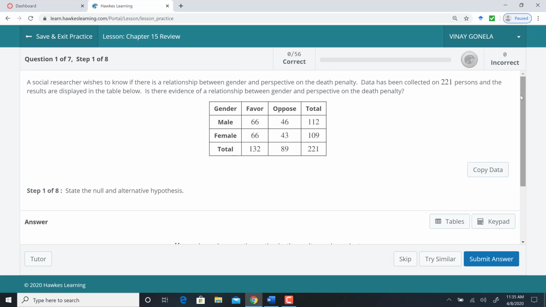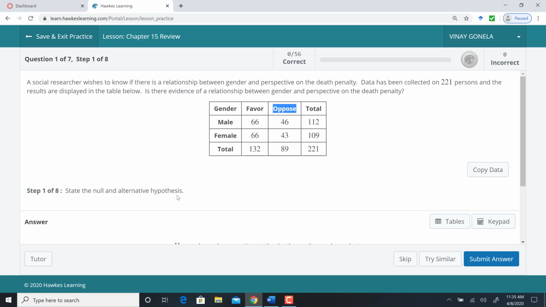So the question is, a social researcher wishes to know if there is a relationship between gender and perspective on the death penalty. Data has been collected on 221 persons and the results are displayed in the table below. Is there evidence of a relationship between gender and perspective on the death penalty? So if you see, your rows include gender, male, female, and your columns represent favor and oppose.